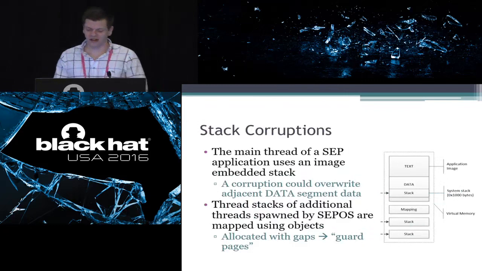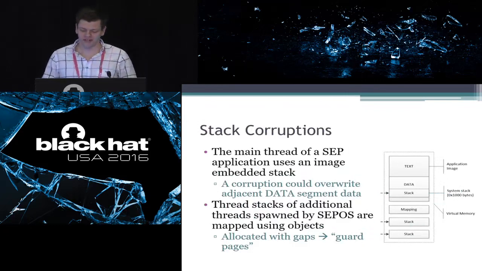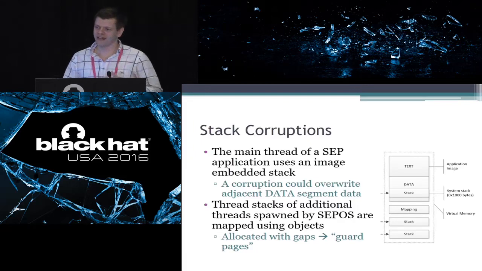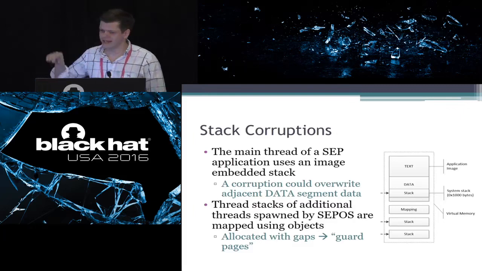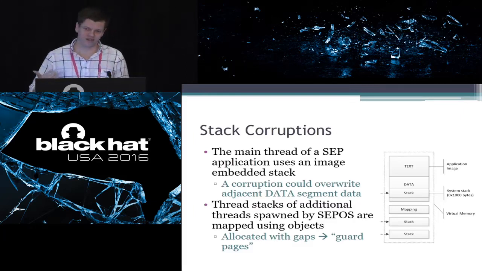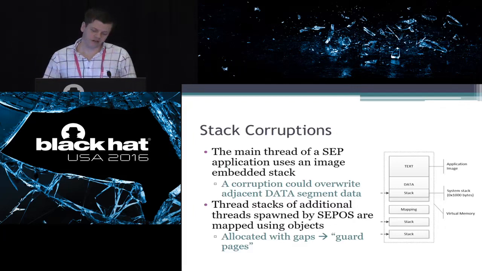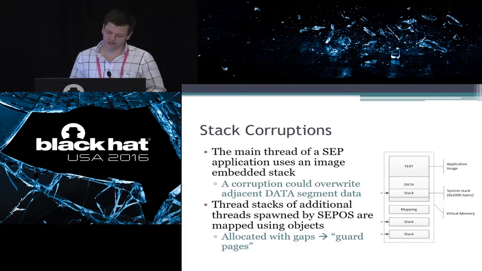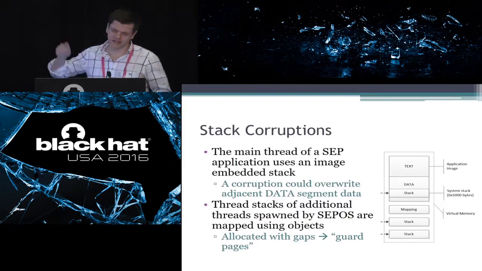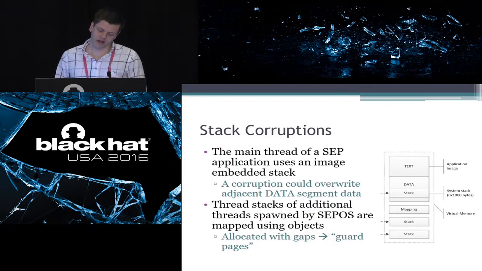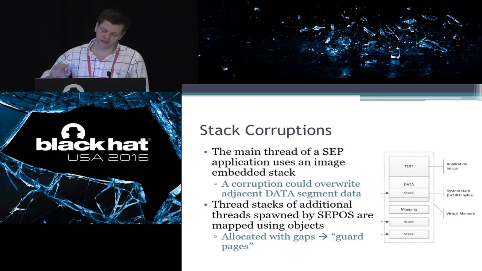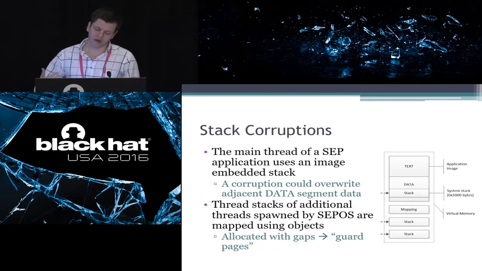All right. So in terms of stack corruptions, we're interested in how the stacks are allocated and where they are put. The main thread of all the SEP applications uses an image-embedded stack. So this actually means that the stack is in the data segment. So if you have a stack recursion vulnerability or a stack-based buffer overrun, you essentially end up corrupting adjacent data. That said, additional threads will not have their stacks in the data segment. They'll have their stacks allocated at runtime using objects.